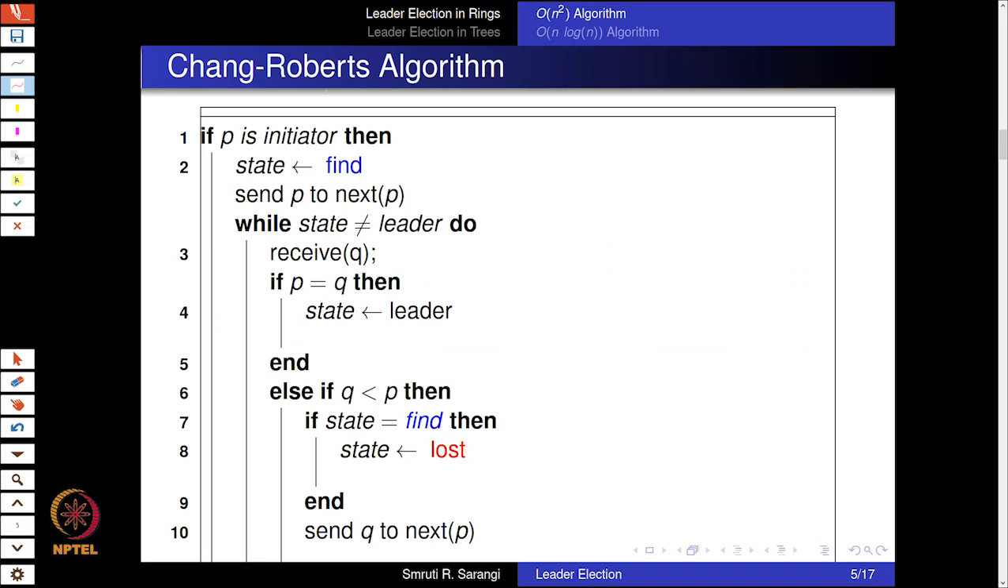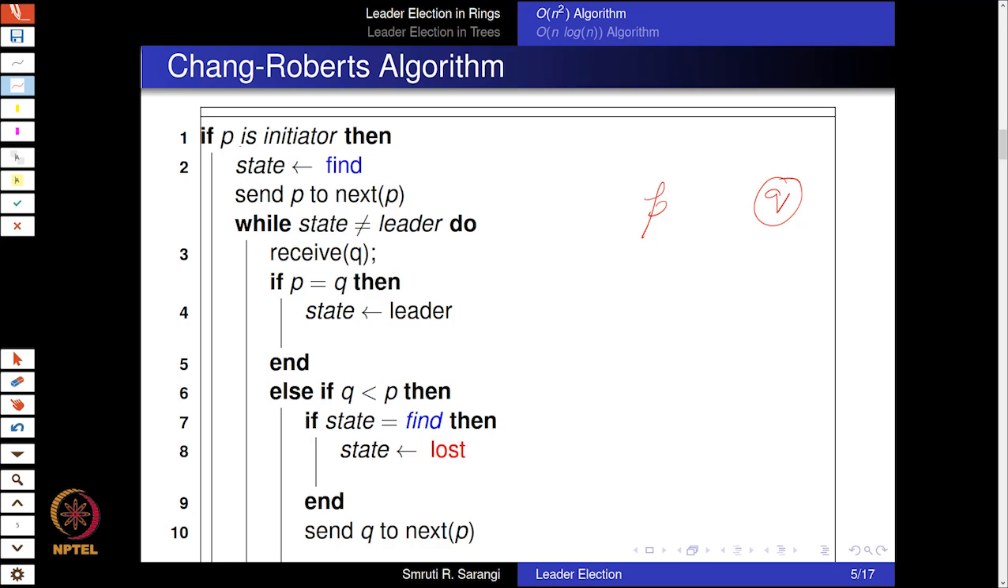So we'll discuss the Chang-Roberts algorithm. Every node P, the convention we will assume over here is that I am node P and the other node is Q. So always I am P and the other node is Q.